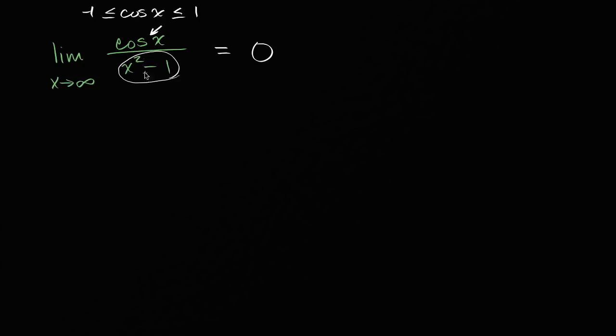Another way is to make this same argument, but to do it in a little bit more of a mathy way. Because cosine is bounded in this way, we can say that cosine of x over x squared minus 1 is less than or equal to, well, the most that this numerator can ever be is 1. So it's going to be less than or equal to 1 over x squared minus 1. And it's going to be greater than or equal to, well, the least that this numerator can ever be is -1. So -1 over x squared minus 1.